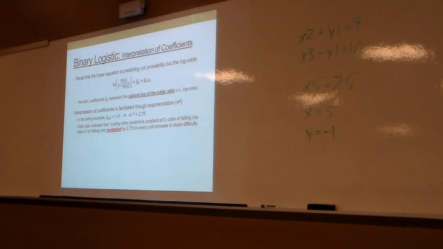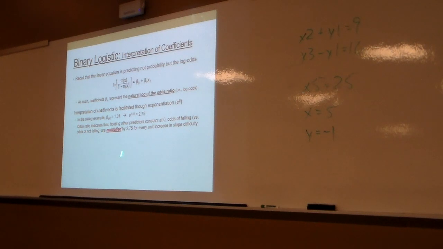And our odds ratio, remember, tells us how the odds of falling versus not falling change given a unit increase in trail difficulty. So holding all the predictors constant at 0, the odds of falling versus the odds of not falling are multiplied by 2.75 for every unit increase in slope difficulty. So every time we increase slope difficulty, we're multiplying our odds by 2.75, okay?